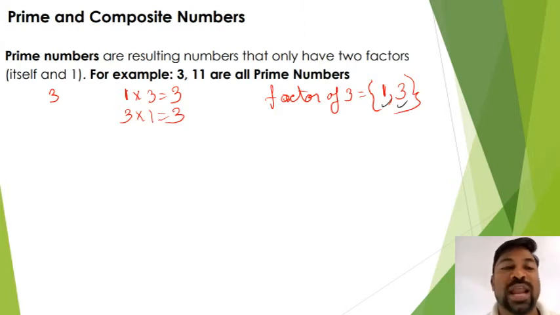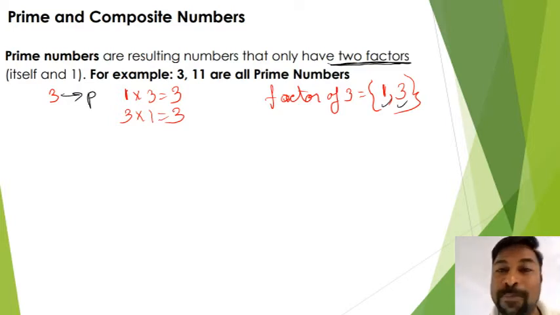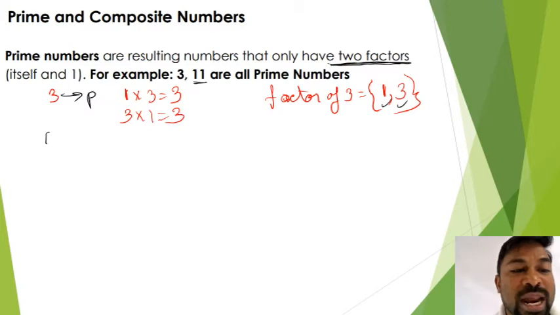Let's go for the definition now. Prime numbers are the numbers that have only 2 factors. How many factors does 3 have? 2. So shall I say 3 is a prime? Yes, 3 is a prime number. Now, what is the other number we have chosen? It's 11, so let's check 11 now.